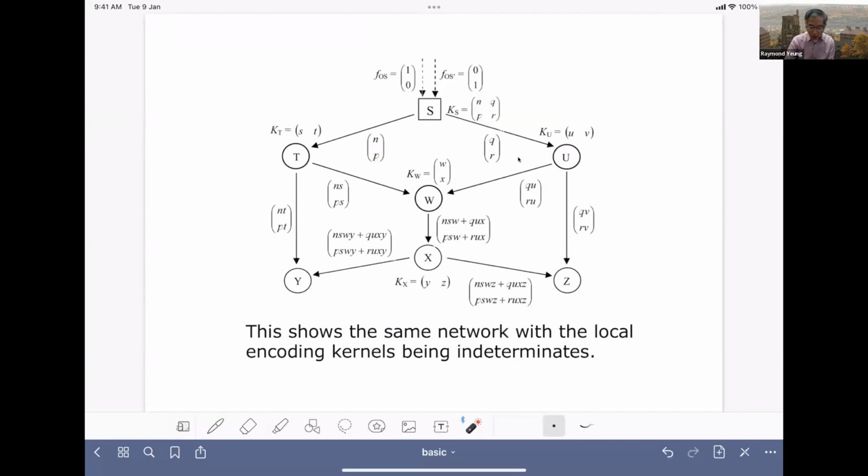Okay. So if you start with assuming that this is a network, using these local encoding coefficients, and then you operate these on the input global encoding vectors, you can work things out like this, and then with this being S and T, you can work these things out. Eventually everything is in terms of these indeterminates, which are the local encoding coefficients.